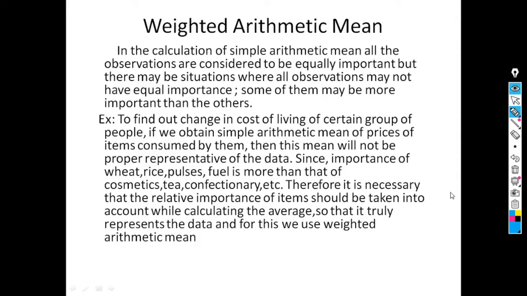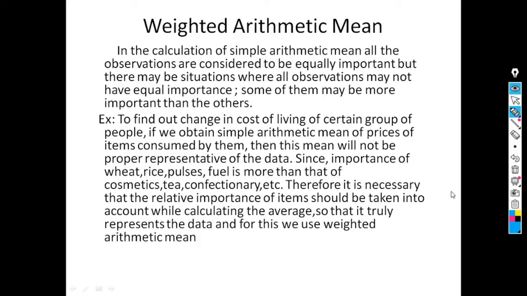For example, to find out change in cost of living of certain group of people, if we obtain simple arithmetic mean of prices of items consumed by them, then this mean will not be proper representative of the data, since importance of wheat, rice, pulses, fuel is more than that of cosmetics, tea and confectionery, etc. Therefore, it is necessary that the relative importance of items should be taken into account while calculating the average so that it truly represents the data, and for this we use weighted arithmetic mean.